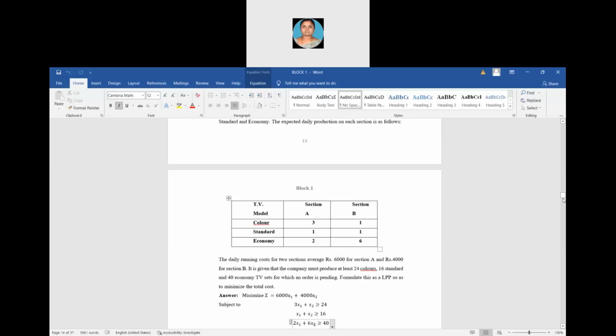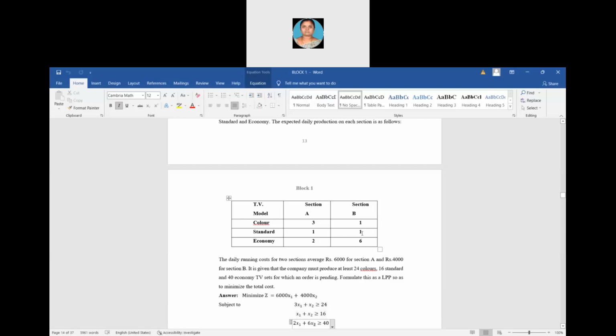What are the conditions here? In the table itself, they have given it to you neatly: section A all comes under x1, and section B all comes under x2. For section A we have 3, 1, 2, so we can write 3x1 plus x1 plus 2x1. This first column is nothing but all the terms related to section A.